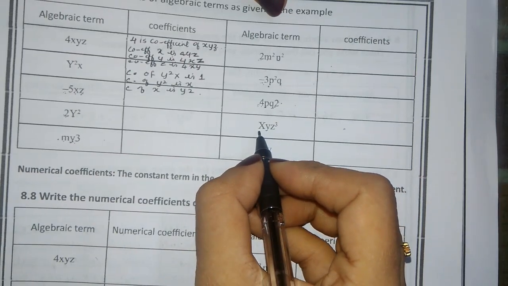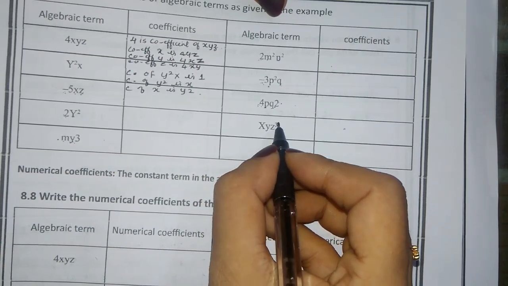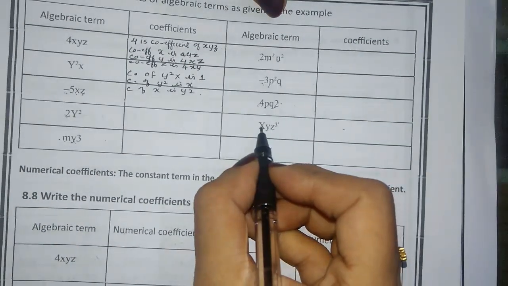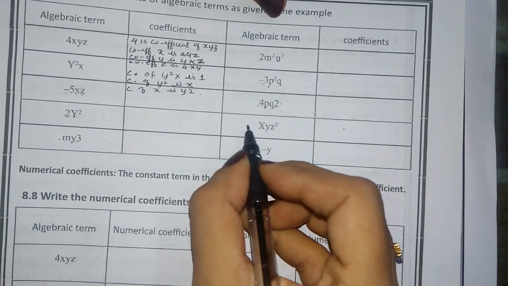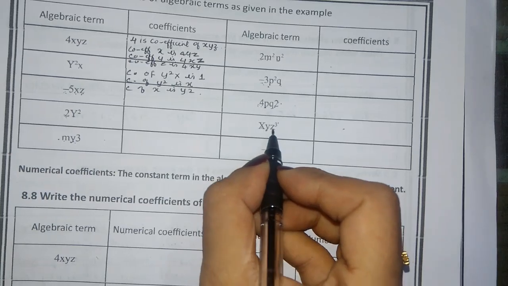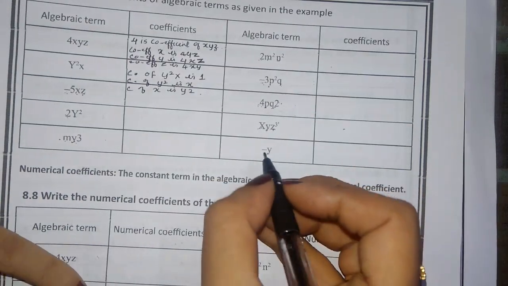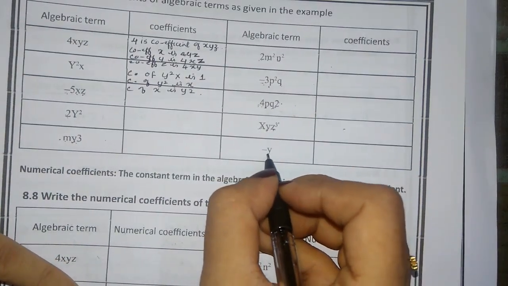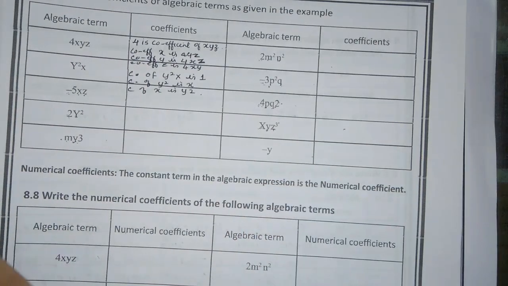Let us see what is this. Coefficient of x, y, z cube is 1. Coefficient of x is yz cube. Coefficient of y is xz cube. And coefficient of z cube is xy. Here, coefficient of minus y is nothing but 1.